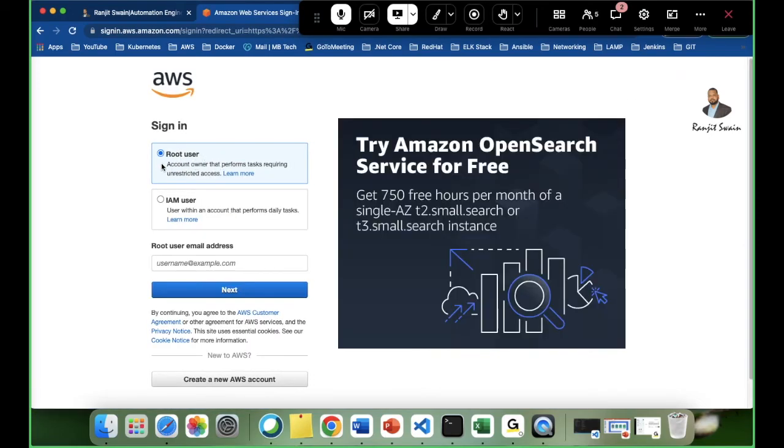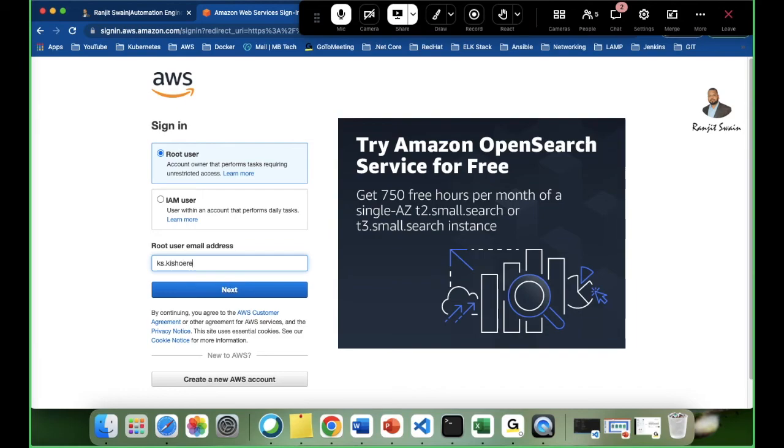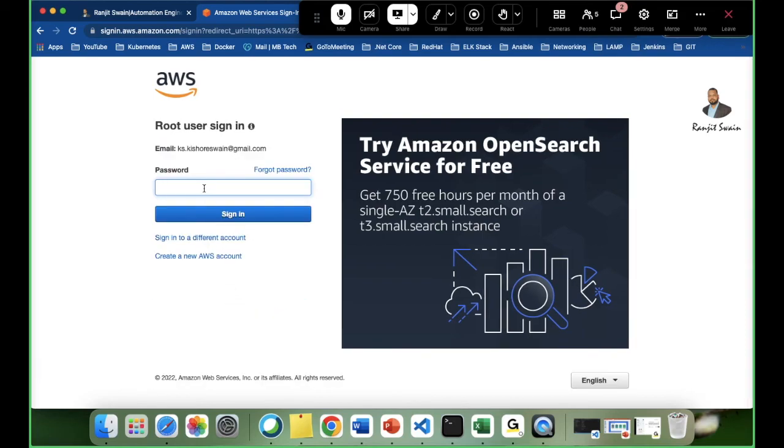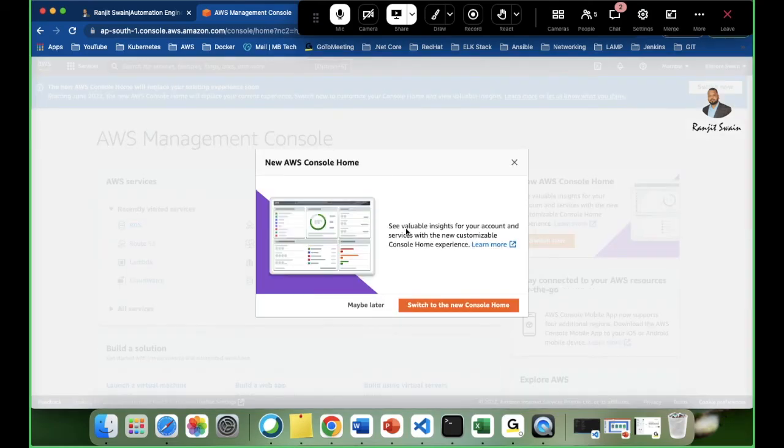So root user, you have to provide the root user here. So let me just give it, case.kisor@gmail.com. Next, enter the password. Sign in. Good. So we are successfully able to create the account and log in to the AWS Management Console.